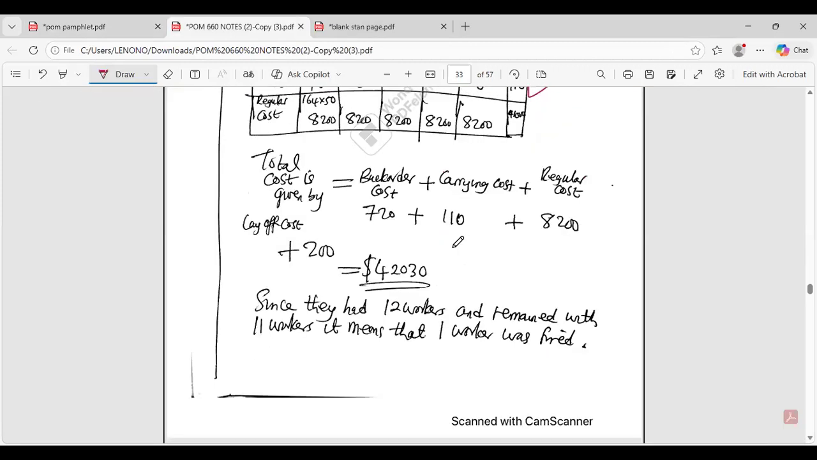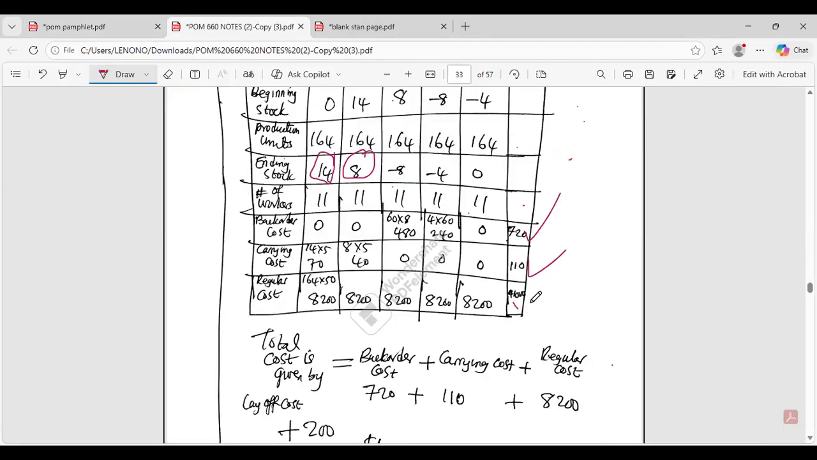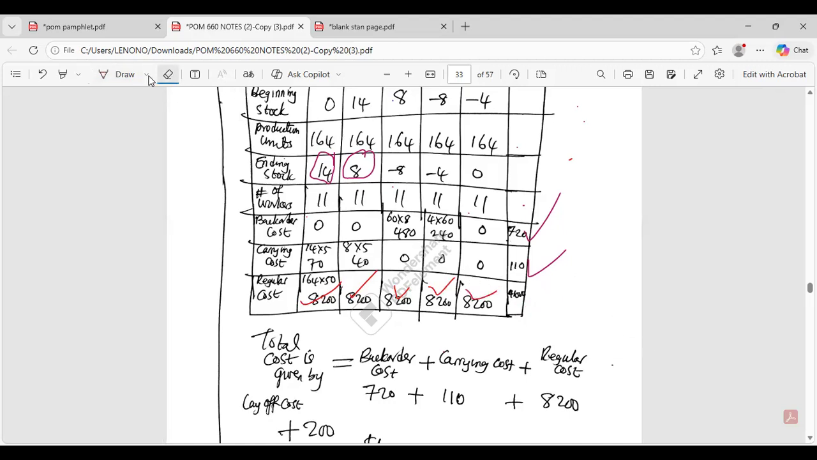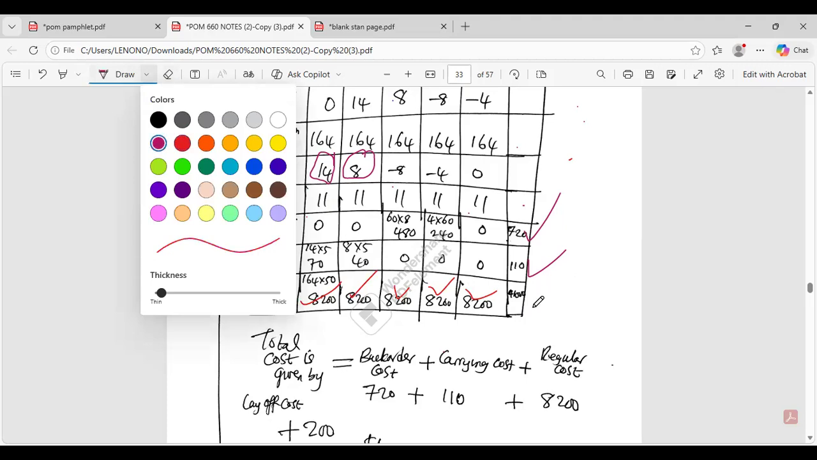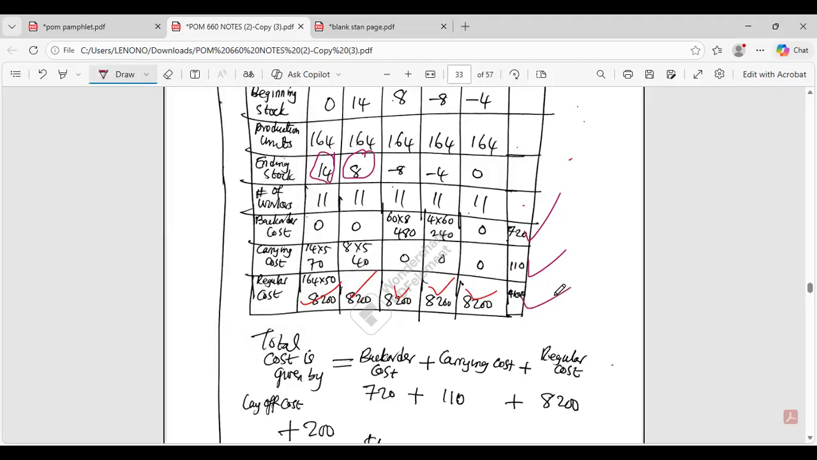So 164 times 50 is 8,200. So you're getting the 8,200 throughout these periods. So you're getting 41,000. Okay, so 41,000 comes here. So the total cost will be what? Back order cost, the carrying cost, and the regular cost.